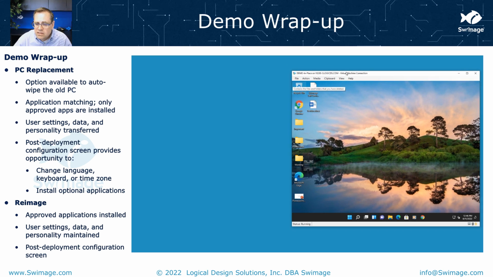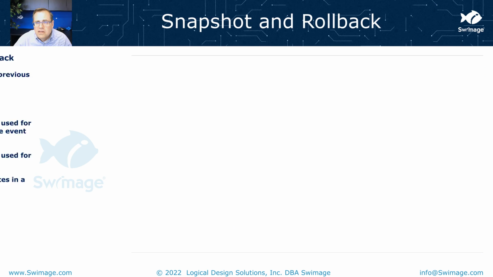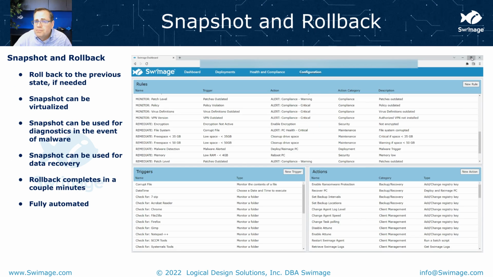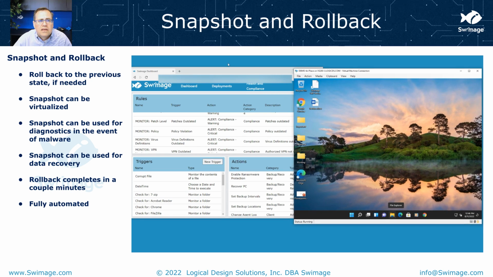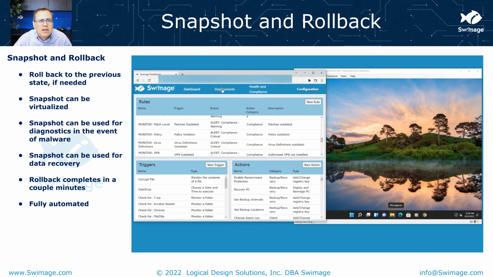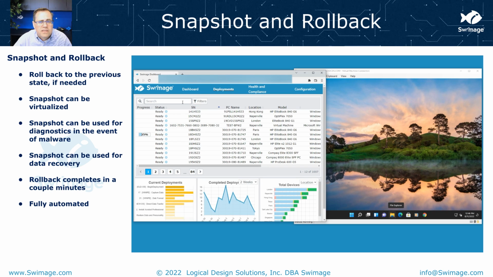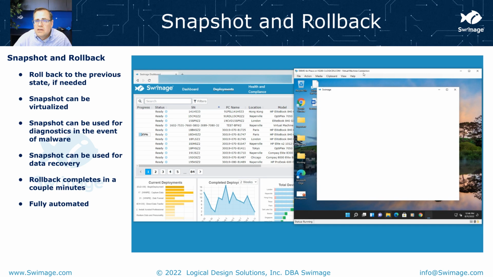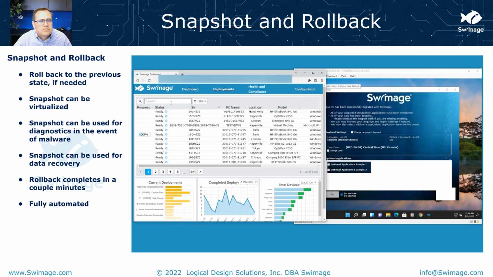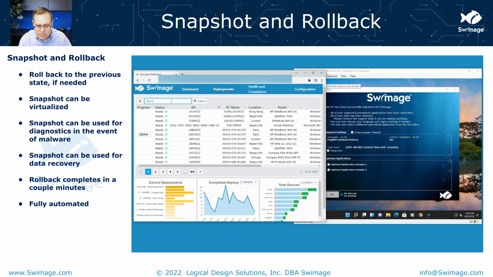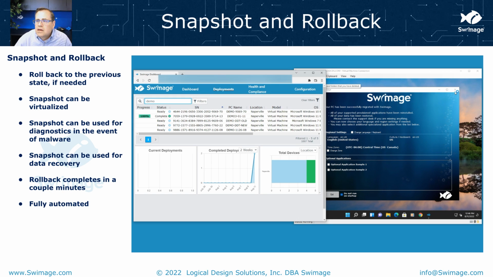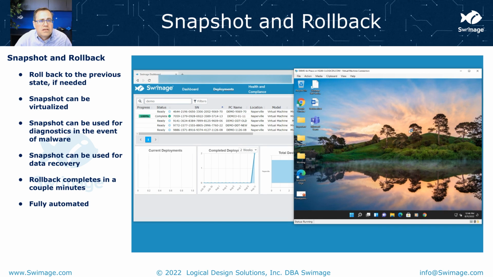While that's churning, I want to show you one more cool little feature of Swimage. I'll pull my console here again. I'll go back to my deployments and find this machine. There's my post dialog. I'm going to filter it back down again. It says complete here, 100%.